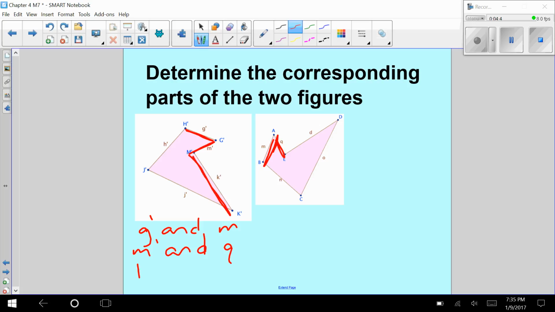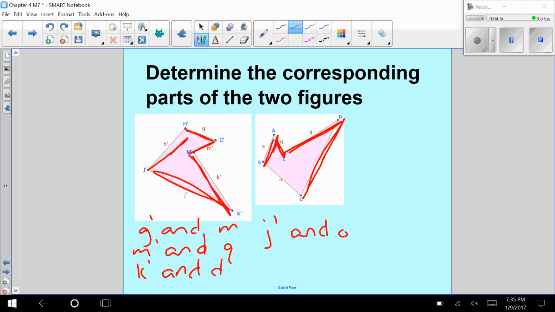K prime, that apostrophe we call a prime, by the way, goes with D. J prime goes with this big one over here, that's O. And H prime goes with N. All right, angles are always labeled with capital letters. So we've got H prime goes with B.